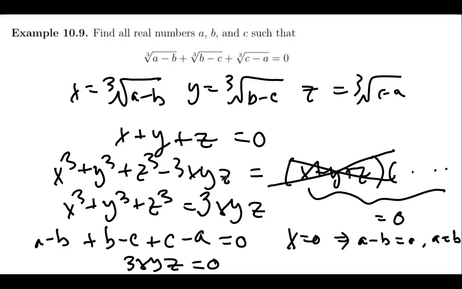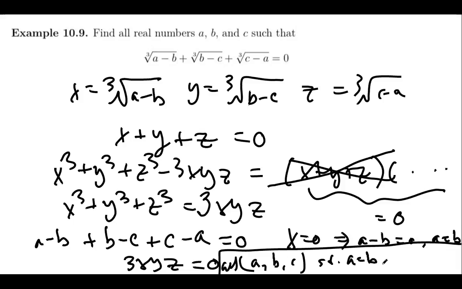So overall, it turns out that all A, B, C work. But either A equals B, B equals C, or C equals A. So that would be the solution set for this equation.